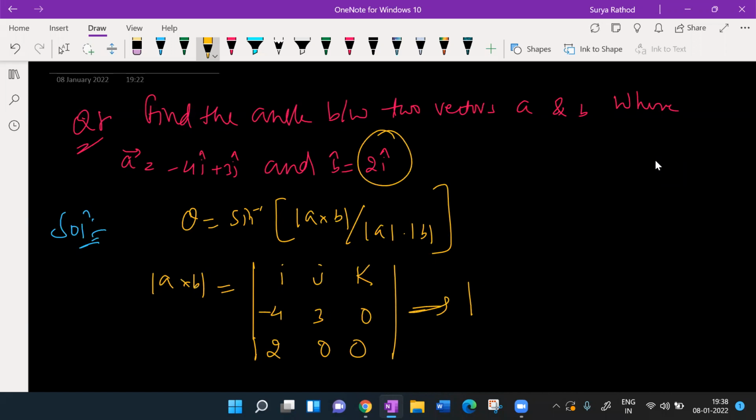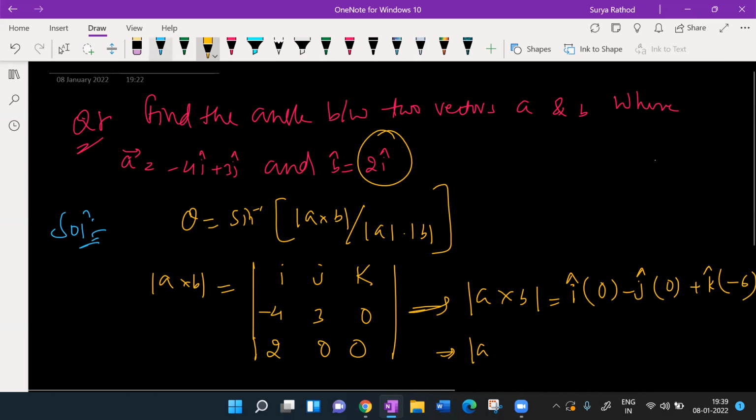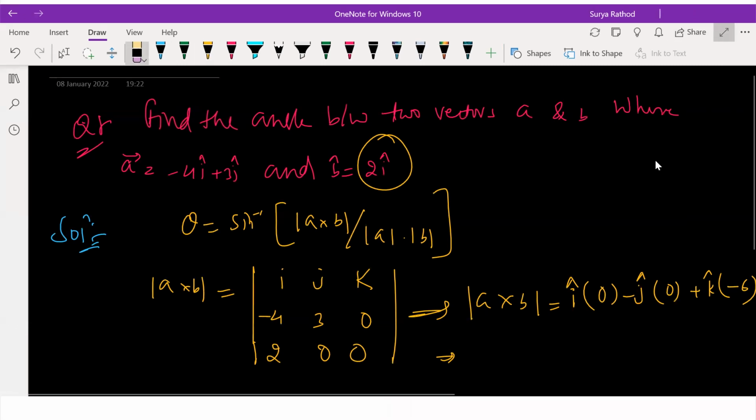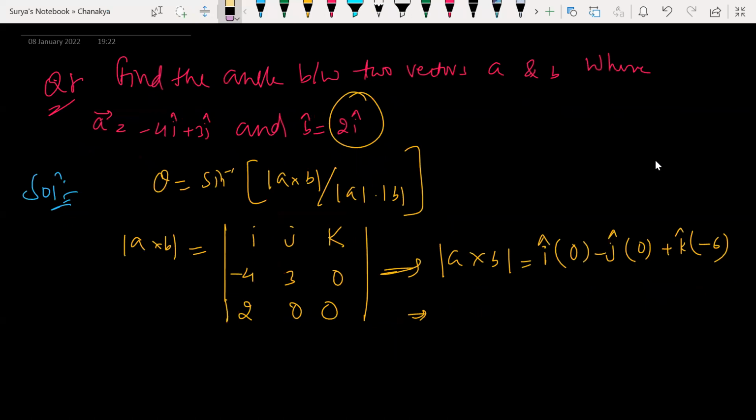Now what is the answer of this? Come on, beta. I cap 0 minus j cap, how much? 0 plus k cap, how much? Minus 6. So what is A cross B now? Minus 6k cap. All right. Now find the angle between the two vectors.